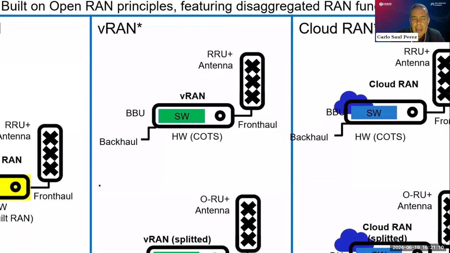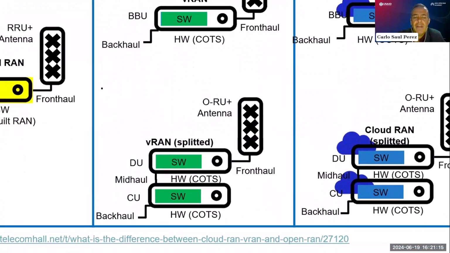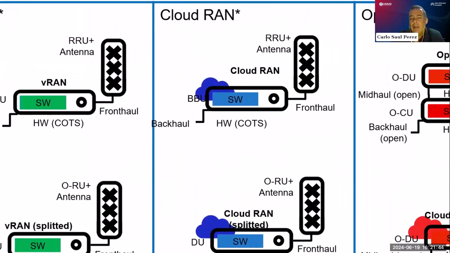The interesting thing for this vRAN is that you can also have this split. I mean, you can have this separation, and you can have some software in one unit called the distributed unit. You can have some other software of the stack that we saw in the previous slide located in the central unit. And you now have a new connection called the midhaul, connecting the DU and the CU.